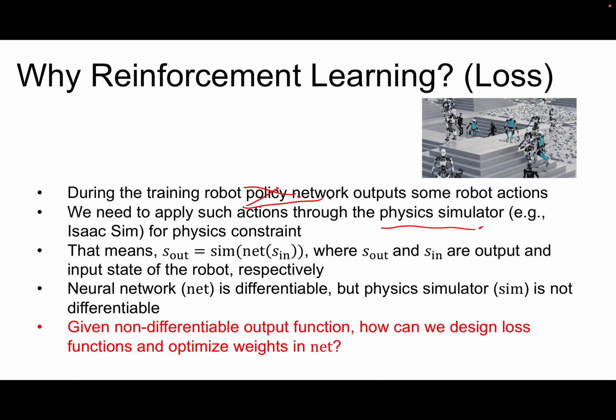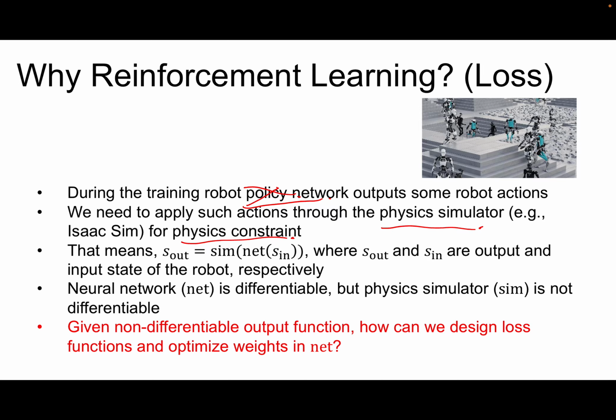So let's say neural network outputs some actions. And then we need to apply such actions through a physics simulator, not simply doing matrix multiplication or such kind of thing, for the physics constraint. Physics constraint means like gravity or collision with object or friction or such many things are happening in physics space, right? All things are implemented in physics simulator. So we need to apply such estimated actions through physics simulator.